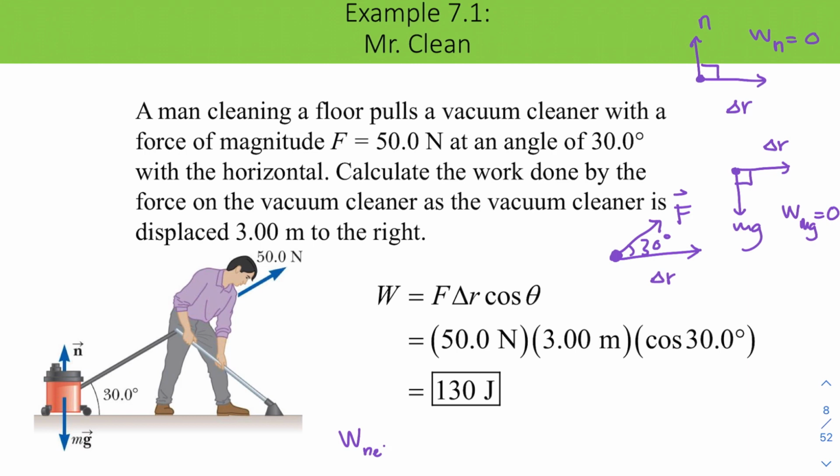W net must be the work done by the F applied by the person, plus the work done by the normal, plus the work done by the weight. This one is 0, this one is also 0, which is equivalent to 130 joules. This is how to answer if the question is asking for W net.